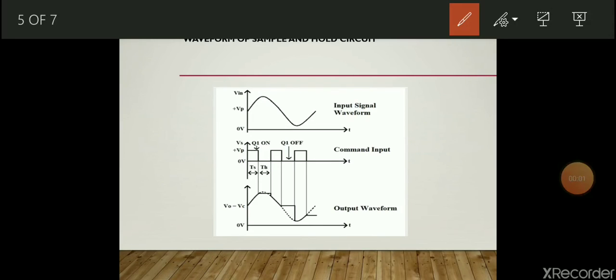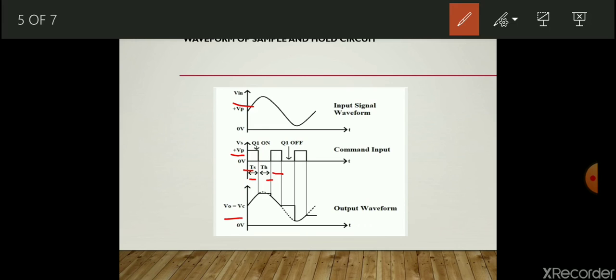From the waveform of the sample and hold circuit, Vin is the input analog signal and Vc is the control voltage, which is the MOSFET turn-on and turn-off signal, and this is the output voltage of the sample and hold circuit. Now the waveform is divided into two periods, Ts and Th. Ts is the sampling time and Th is the holding time.